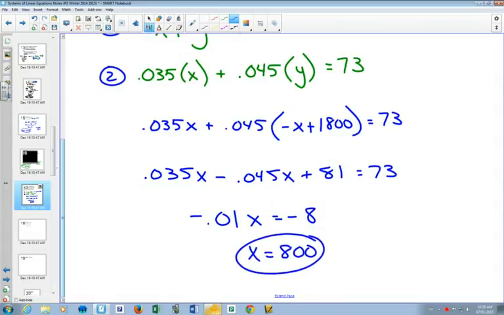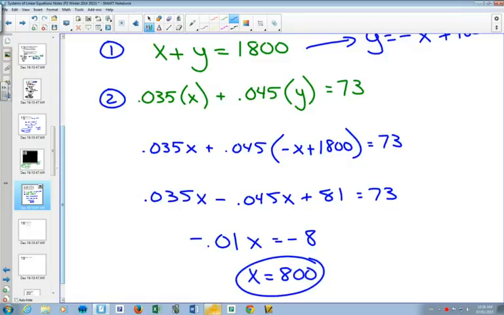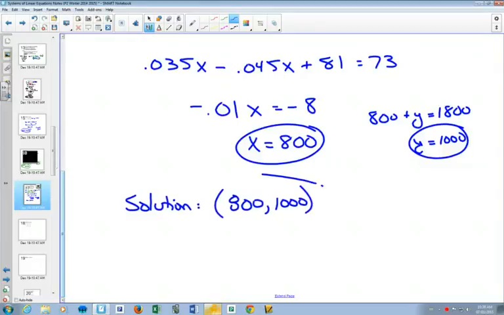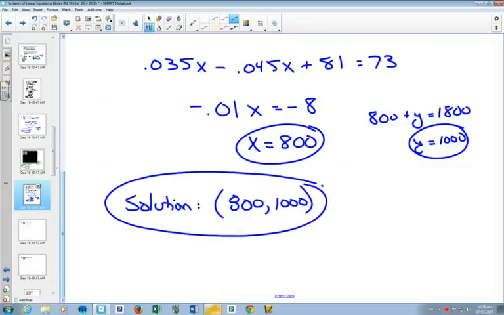Well, if they have to add up, I'd probably substitute into the original first one. 800 plus y has to equal 1,800. So y is equal to 1,000. And our solution is 800, 1,000.